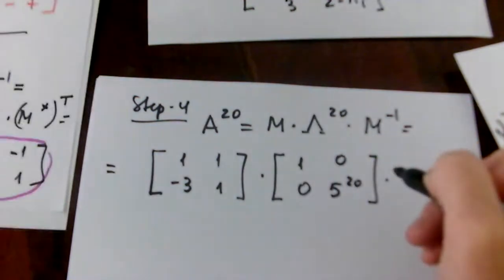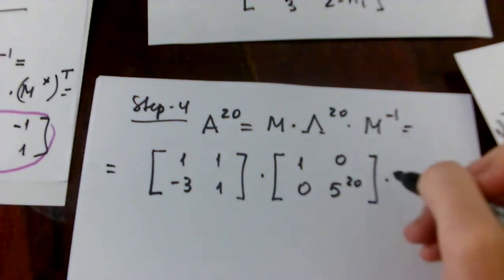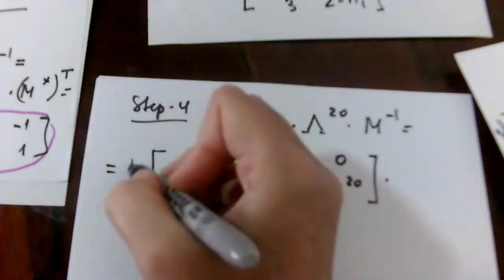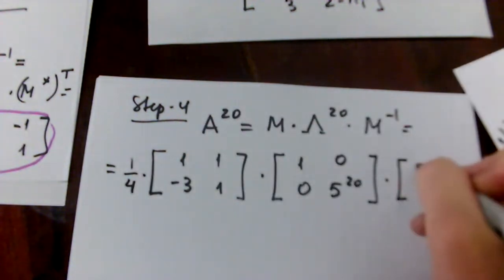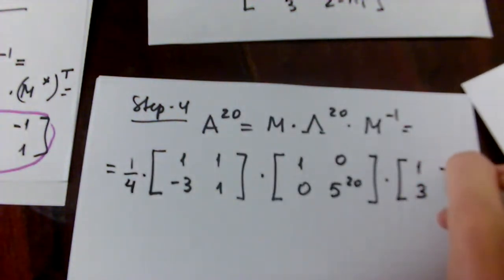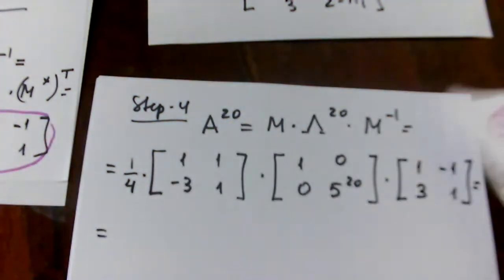And the last matrix was obtained just a minute ago. It has a factor 1 over 4 in front. I think it's better to move it here, just in the very front of everything. Okay, 1, 3, minus 1, 1. And now we need to perform this multiplication of matrices.